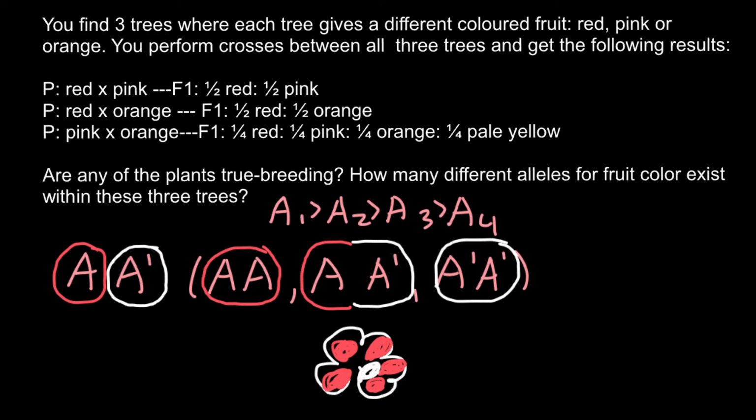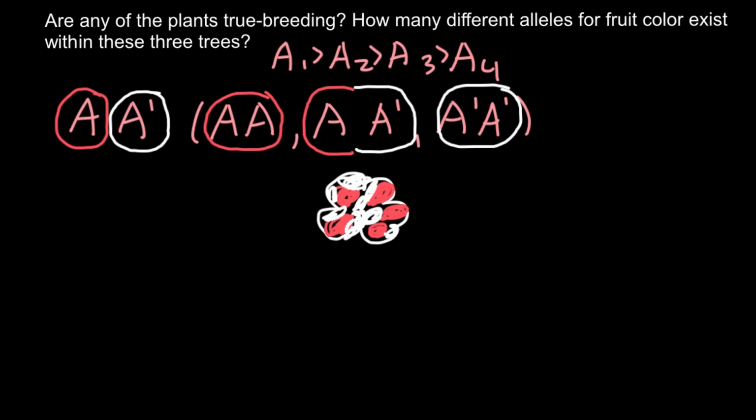So there is no mixture here. This is just going to be patches of clear color. This is an example of codominance. And the last variant would be incomplete dominance. And here would be another example.